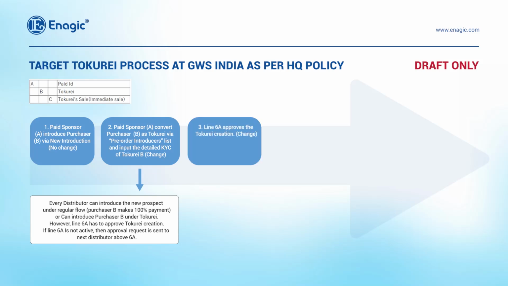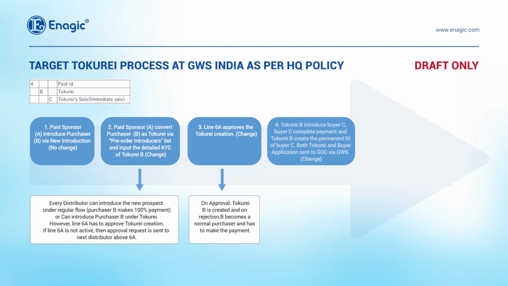3. Line 6A approves the Tokure creation change. On approval, Tokure B is created, and on rejection, B becomes a normal purchaser and has to make the payment. 4. Tokure B introduces buyer C. Buyer C completes payment and Tokure B creates the permanent ID of buyer C.